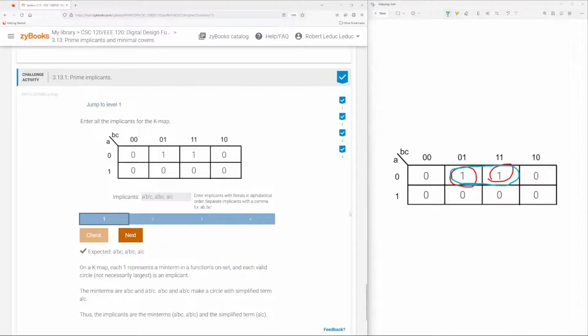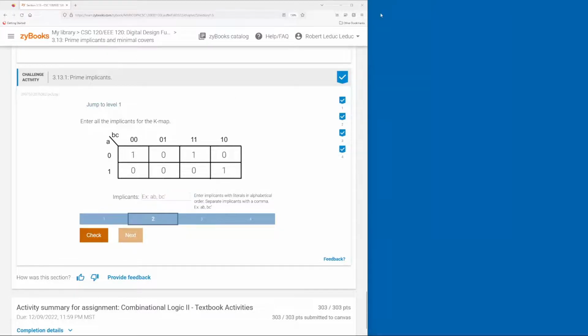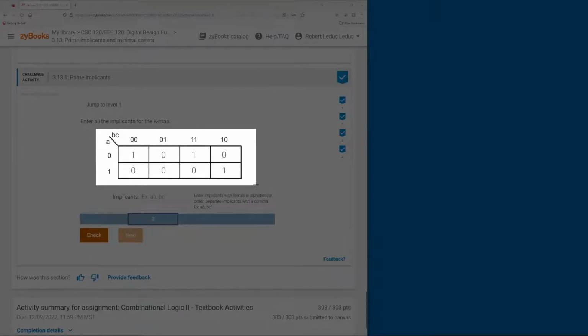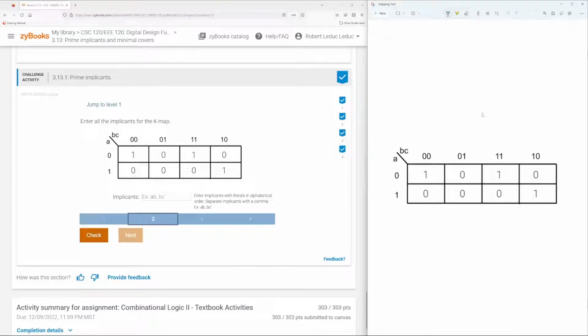So there's definitely a lot of overlap because you have to cover essentially every possible circle you can draw to cover all of the minterms where the function is 1. So in the next question, it basically asks us to do the same thing, enter all the implicants for the K-map. So what I'll do is we'll go ahead and get a fresh snip here, and we'll basically do the same steps.